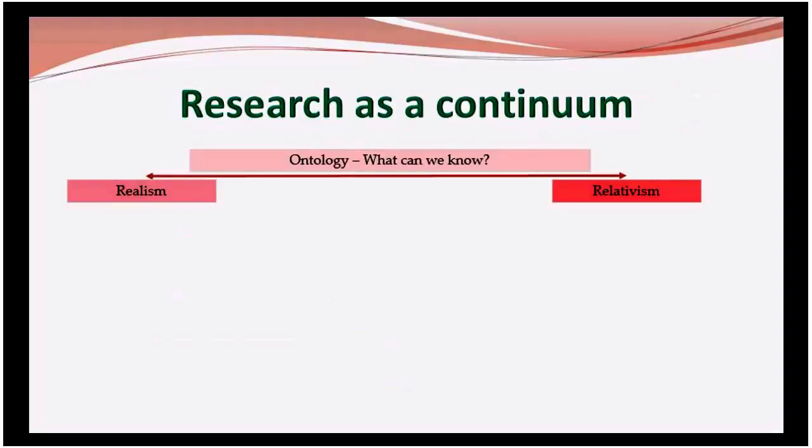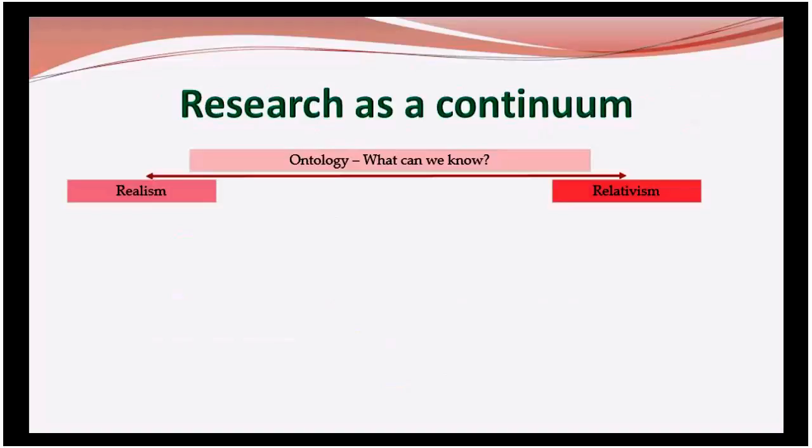The first one being the ontology. What can we know? So people have different worldviews. We have the realists and we have the relativists. So on the left-hand side, we've got the realists, and the left-hand side will generally show you the quantitative side, and the right-hand side will show you the qualitative side. So we have realism. Realism says, I can only know what I see. I can only know what is fact.